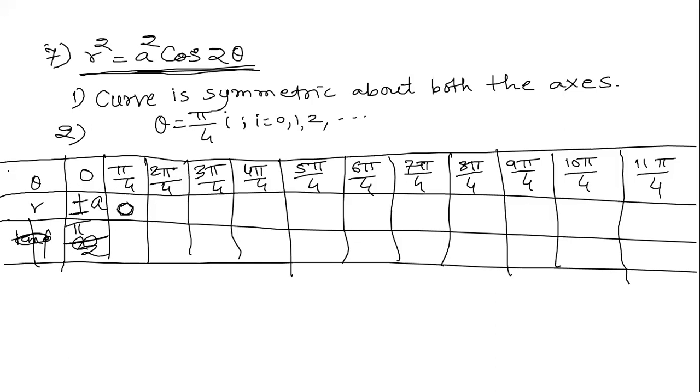Next is theta equal to pi by 2, then r square will be a square times cos of pi, that is r square equal to minus a square, so there will be imaginary values of r. After that, if we put theta equal to 3 pi by 4, cos of 3 pi by 2 is 0, r square is 0, r is plus 0 or minus 0. Again this procedure is going to be repeated, plus or minus a.